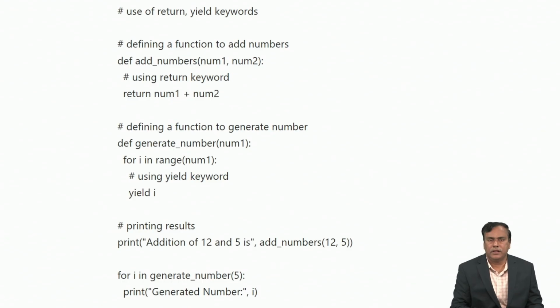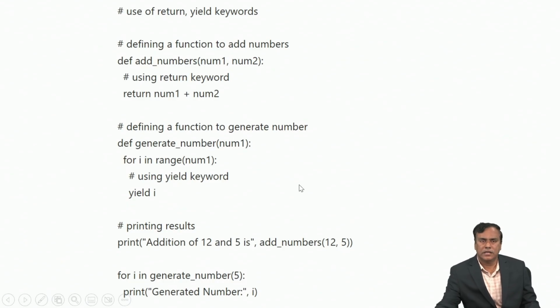Next, here you can find the use of other keywords like return, yield, and also def, all in one place. add_numbers is the name of the function. It is taking two arguments, num1 and num2, and it is going to return the sum of these two values, num1 and num2. Here you can find the definitions of two functions. One is add_numbers and the other function name is generate_number.